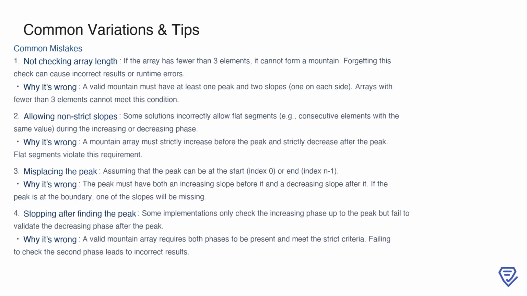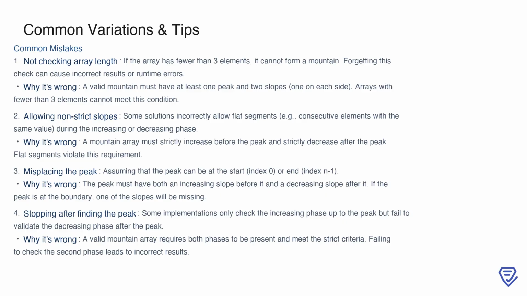When solving the valid mountain array problem, there are several common mistakes to watch out for. First, not checking the array length is a frequent oversight. Remember, a valid mountain requires at least 3 elements, 1 peak and 2 slopes, so arrays with fewer than 3 elements can never form a mountain. Failing to account for this can lead to errors or unnecessary runtime issues.